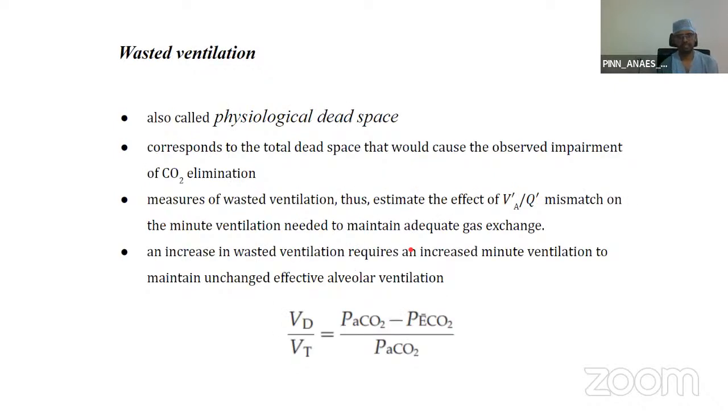Coming to wasted ventilation. I'm sorry, this is not physiological dead space. Wasted ventilation corresponds to the total dead space that would cause the observed impairment of CO2 elimination. So measures of wasted ventilation thus estimate the effect of VQ mismatch on the minute volume needed to maintain adequate gas exchange. An increase in wasted ventilation requires an increased minute volume to maintain unchanged effective alveolar ventilation.